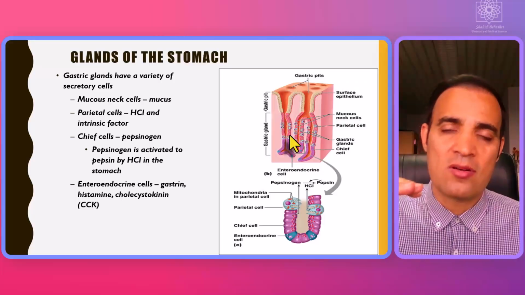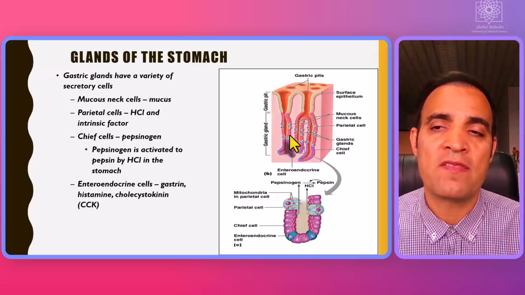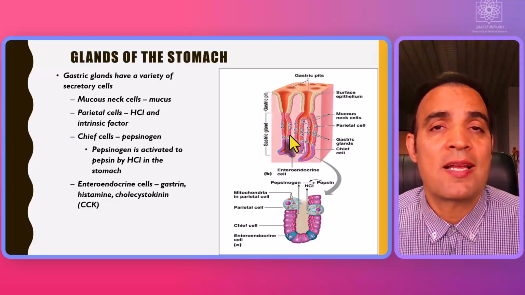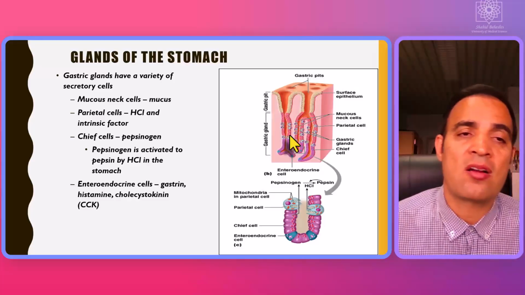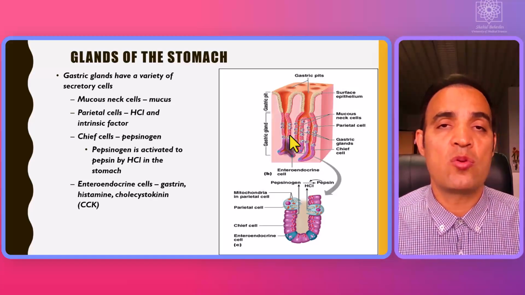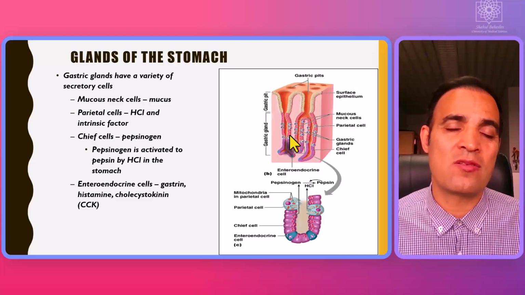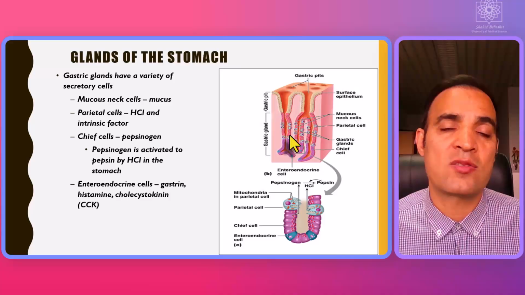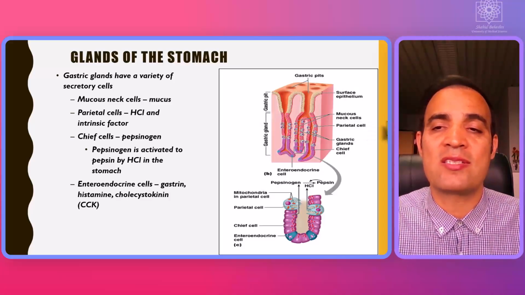In a deeper area, we have parietal cells. These are the most important cells that we have in the stomach, and these parietal cells are responsible for secretion of hydrochloric acid. You know that the most well known secretion of the stomach is acid, and this acid is released by this parietal cell that you can see in this figure.